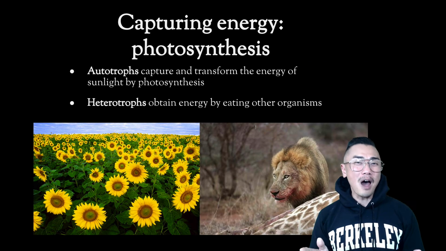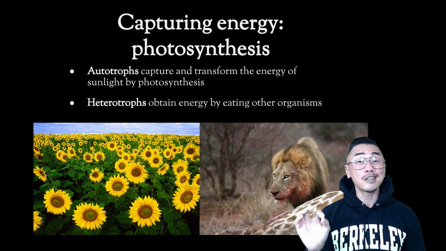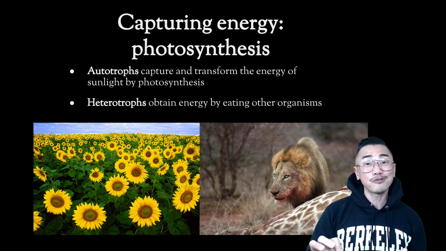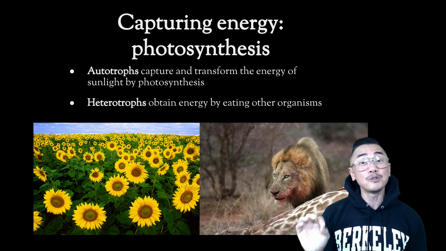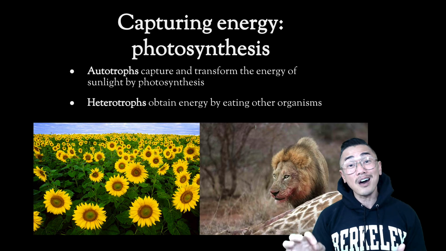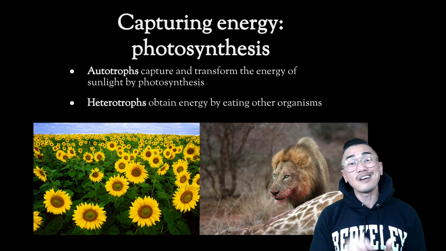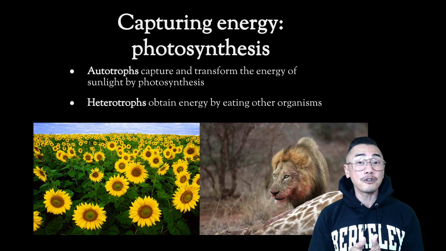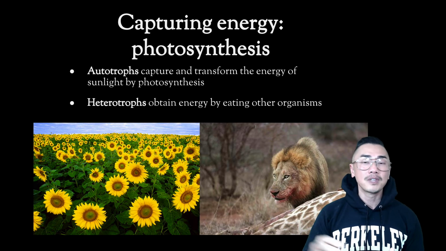We use the term autotroph to refer to organisms that can make their own food. They'll do this by capturing and transforming the energy in sunlight using photosynthesis. Algae and plants are examples of autotrophs. Remember that auto means self and troph means food, so autotrophs make their own food.